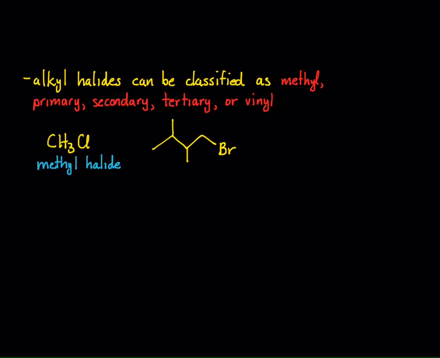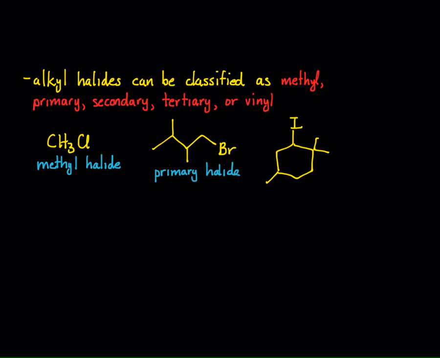And of course, I could draw a number of different alkyl halides. In this particular alkyl halide, the longest continuous carbon chain is a 4-carbon chain, so this would be 1-bromo-2,3-dimethylbutane. But notice the carbon to which the halogen is attached is a primary carbon because it only has one carbon attached to it. So this is called a primary halide.